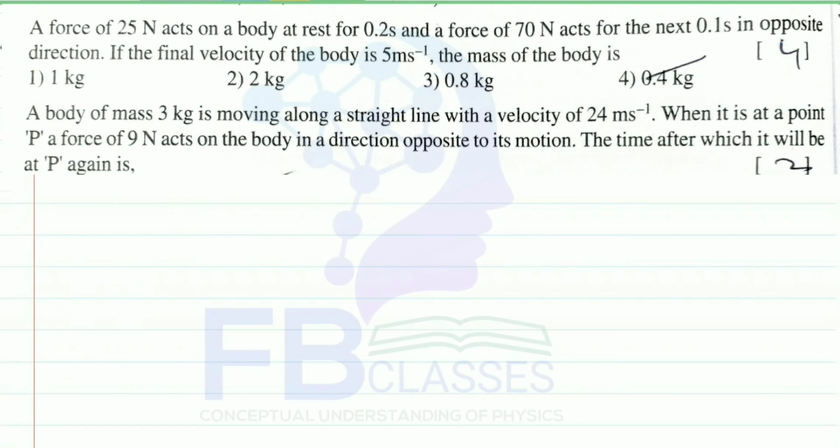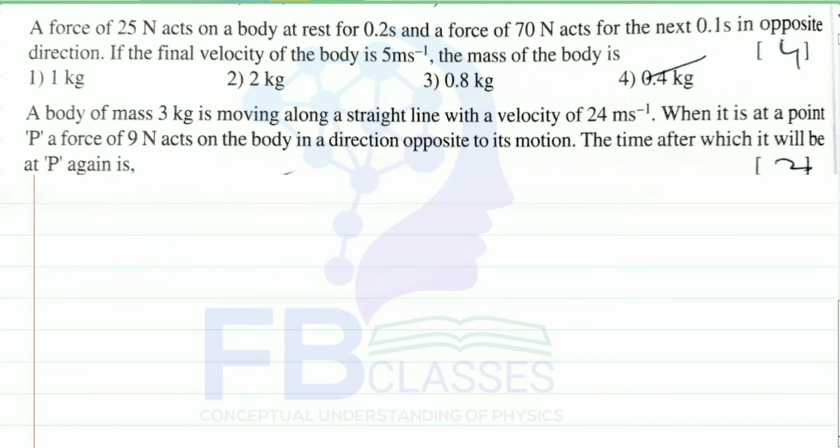Dear students, I'll read the question. A force of 25 Newton acts on a body at rest for 0.2 second and a force of 70 Newton acts for the next 0.1 second in the opposite direction. If the final velocity of the body is 5 meter per second, then the mass of the body is, the options are given: 1 kg, 2 kg, 0.8 kg and 0.4 kg.